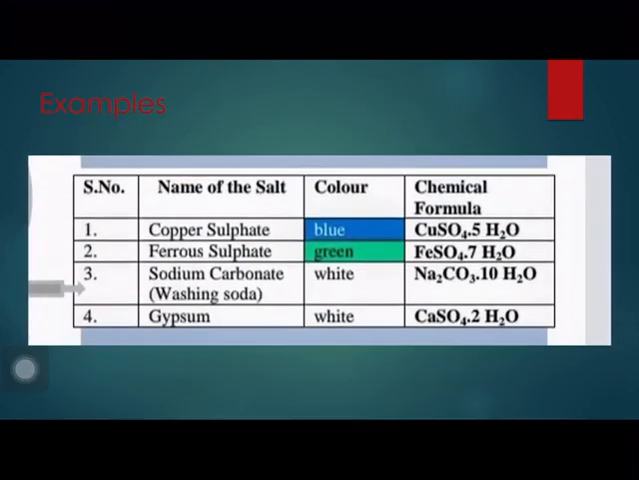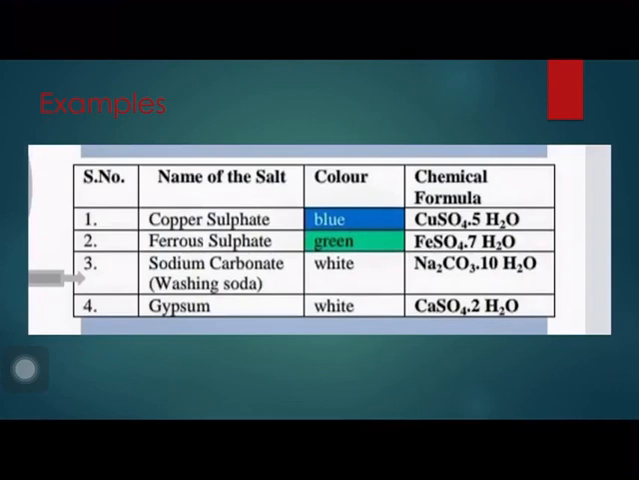Now the different examples of salts: copper sulfate, which appears blue in color because of the 5 molecules of water; ferrous sulfate, green in color, 7 molecules of water; sodium carbonate, white in color, 10 molecules of water; and gypsum, white, 2 molecules of water.